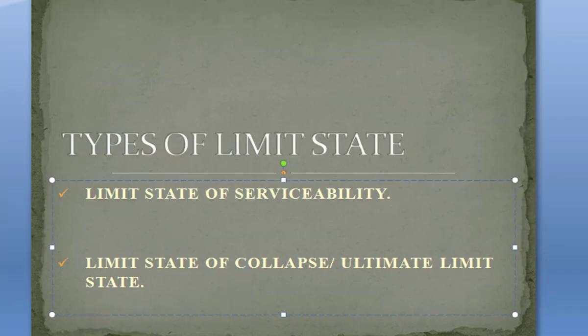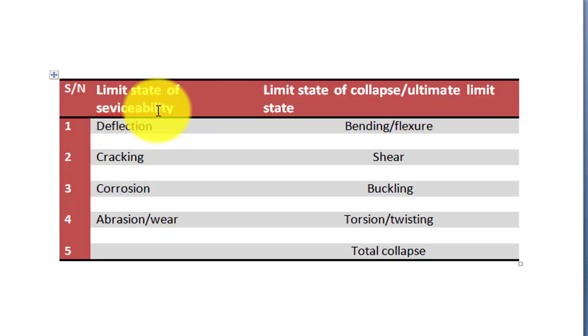So if I want to reclassify them now, that means under limit state of serviceability, I will have deflection, I will have cracking, I will have corrosion, I will have abrasion. Under limit state of collapse, I will have bending, I will have shear, I will have buckling, I will have torsion, and now we have total collapse.